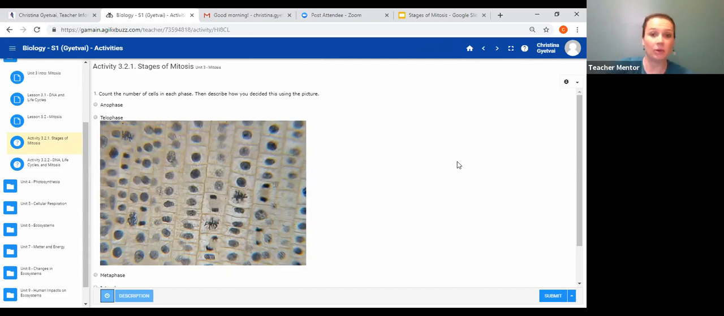What I look at when I'm grading this assignment is the description, your explanation on why you counted that cell for which stage. Okay, so prophase. How can you describe, what can you say about prophase? How did you know which cells fit in prophase?